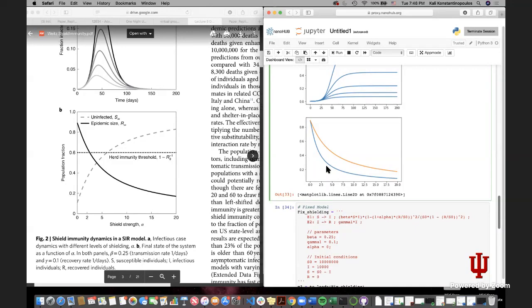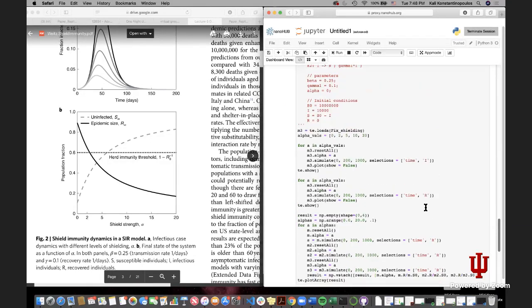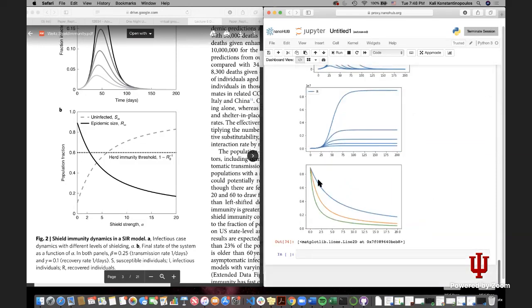So the flexible shielding has more of an impact than just the basic model alone. Finally, we have this fixed model, which is even more complicated. The peaks are dampened even more, and the fixed model has an even lower proportion of the population being infected as alpha increases. So here's the basic model, the flexible model, and the fixed model.